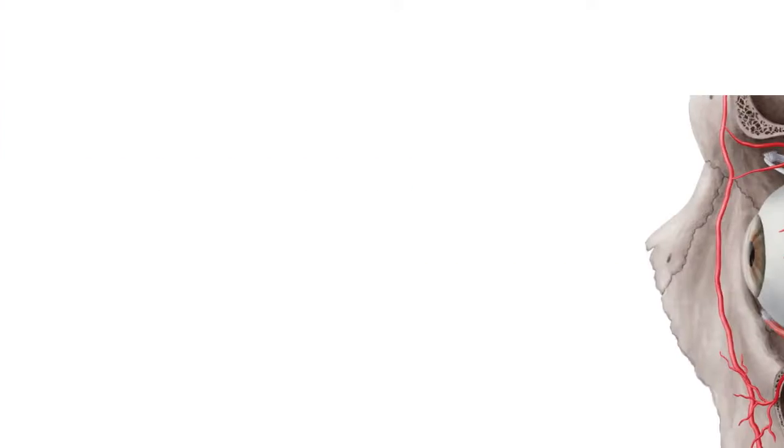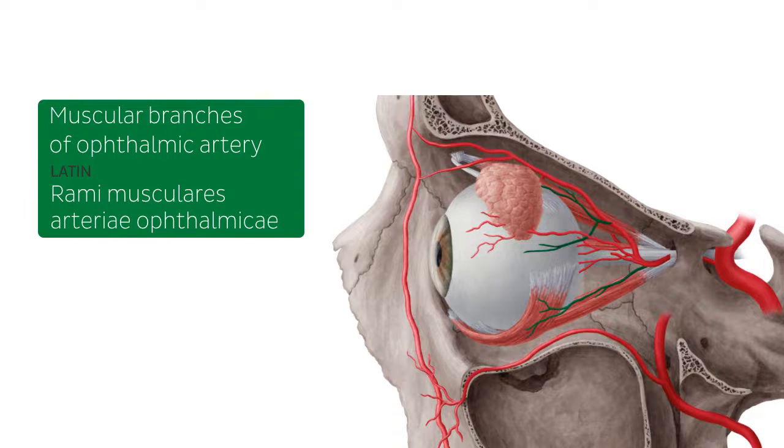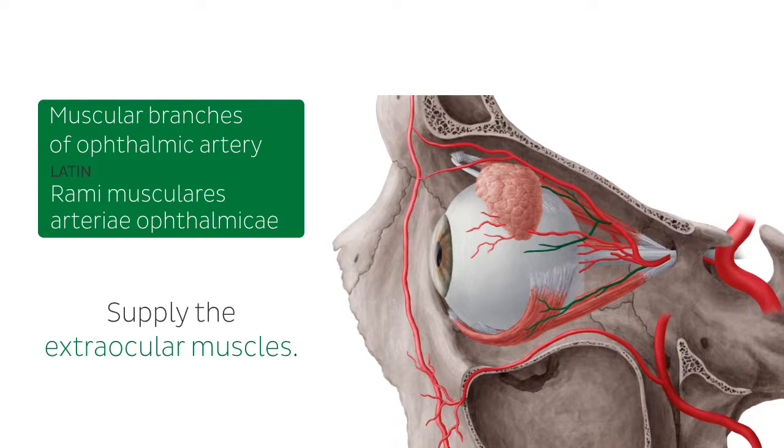The ophthalmic artery also gives off numerous muscular branches, which, as their name suggests, supply the extraocular muscles. These arteries are quite variable in their origin and number, and they reach and supply the muscles that move the eyeball. An example of this can clearly be seen in the image on the right, where one of these branches is supplying the inferior oblique muscle.